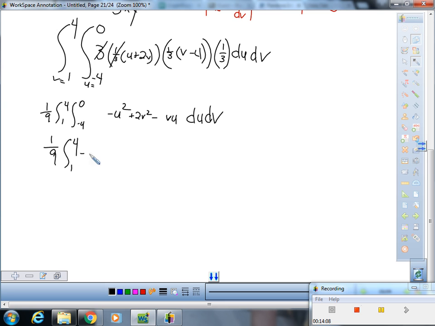Okay, so that's a negative u cubed over 3 plus 2uv squared minus vu squared over 2, all from, whoops, negative 4 to 0, and we still have a dv left. Okay, so that's why it made it easier. We put in a 0 for u, and all that's gone. And then you do minus, so this is negative 4 cubed. So that's positive 64 over 3, right?